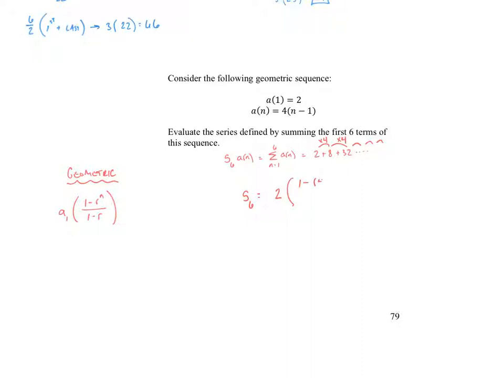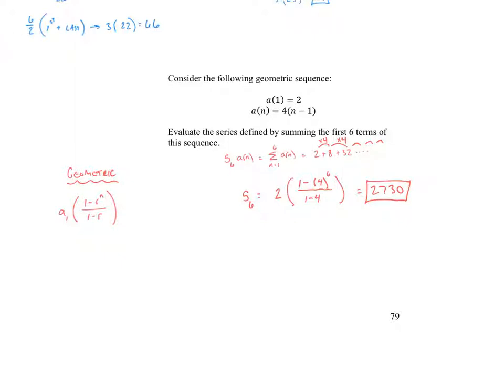So r is 4, n is 6, because that's how many terms I'm summing together here, all over 1 minus 4. If you use this formula, you will be able to sum any geometric series very, very quickly. It works the same way as the formula we just used with an arithmetic series. And if you evaluate this by plugging it into a calculator, you'll eventually get 2,730.